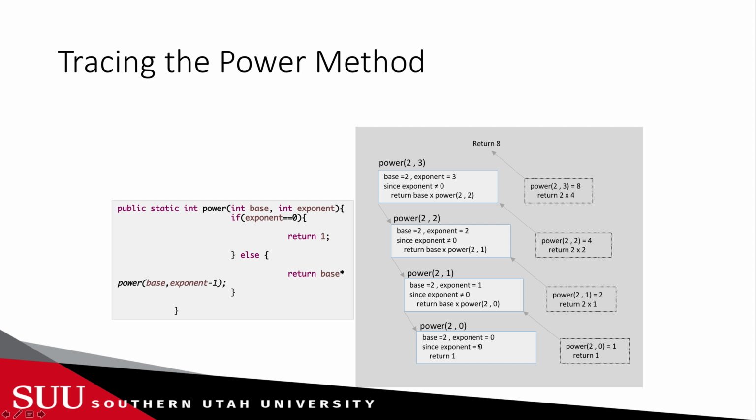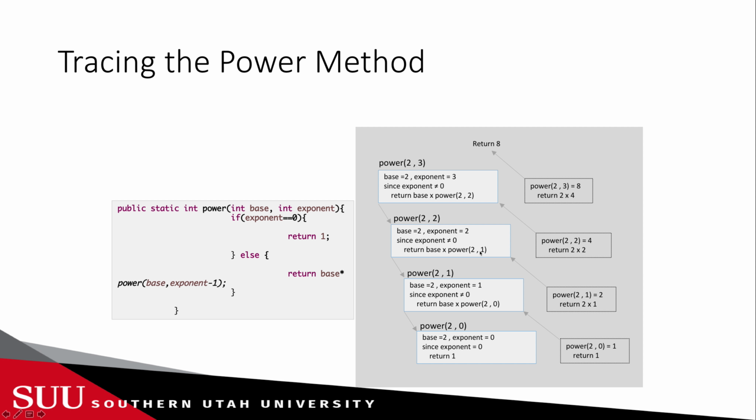So where will I return 1 to the previous caller here? So now this is 1, and this is going to return the base times whatever I got from the previous call, which is 2 times 1. So I will return 2 times 1, which is 2, to the previous call.